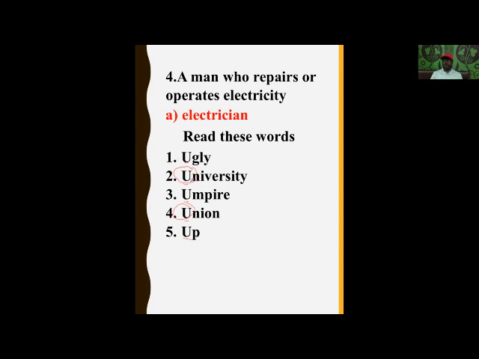U is not a vowel sound. So we cannot use an. We use a university. U is not a vowel sound. Good, let's continue.